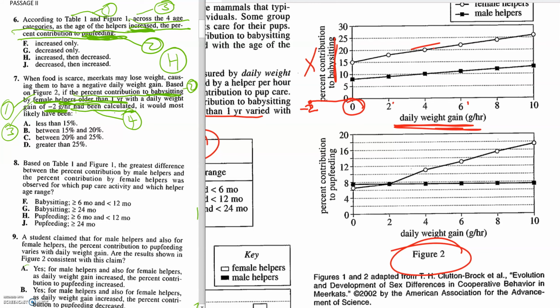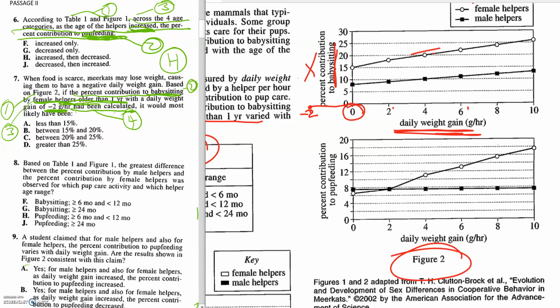So the female helpers are the white circles. So we can see that it's trending kind of slightly down, slightly down, slightly down, and would have ended up kind of at maybe 10 or below. But it's definitely at 0, it was 15. So it's definitely going to be less than 15. And that would be the answer.